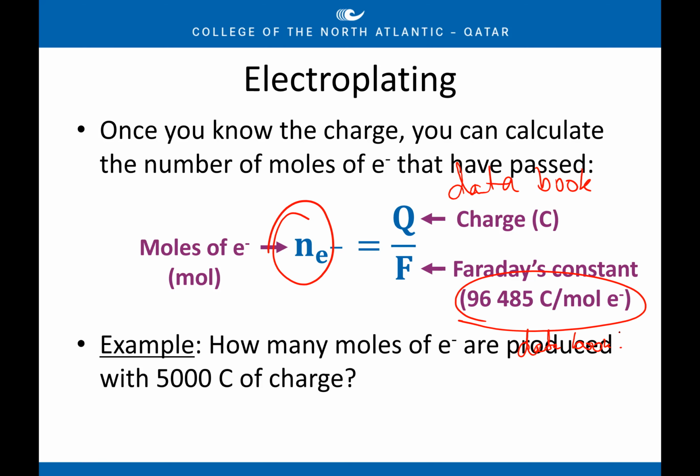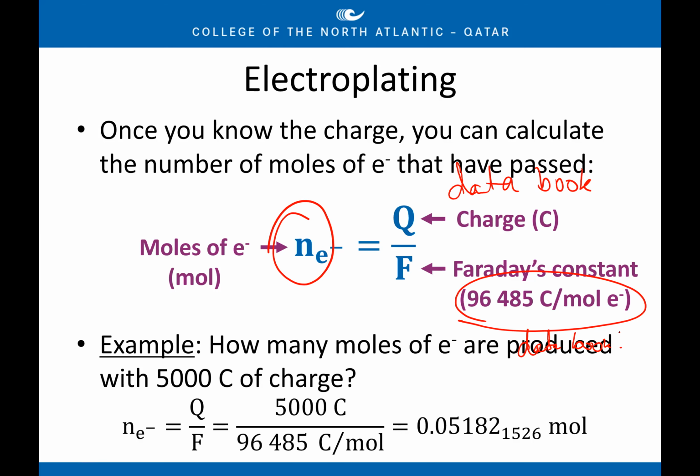Right, so a little easy example on the bottom to get us warmed up. How many moles of electrons are produced if you have 5,000 coulombs of charge? Well, Q is my charge. I divide it by F, and I get my answer here in moles.